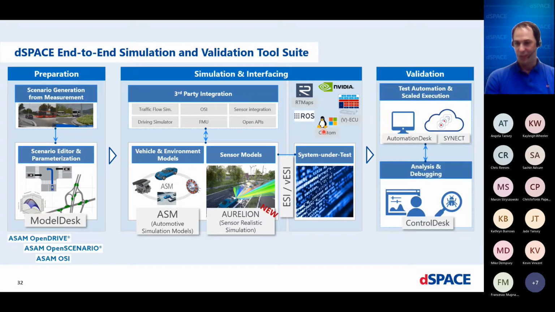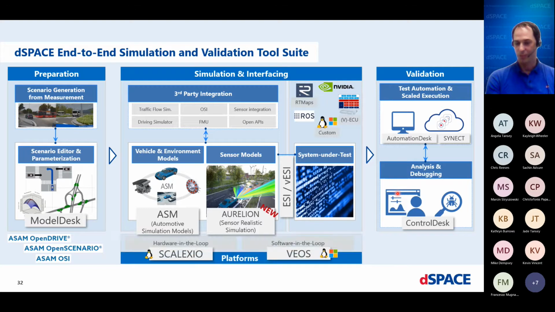And then, of course, you want to validate everything. So our test environment is AutomationDesk Connect together with ControlDesk, our experiment tool, and everything can run either in HIL environments, Galaxy, or on various virtual environments. So all these tools are interchangeable between the two platforms. So you don't need to do any bigger changes if you want to switch from the one to the other.